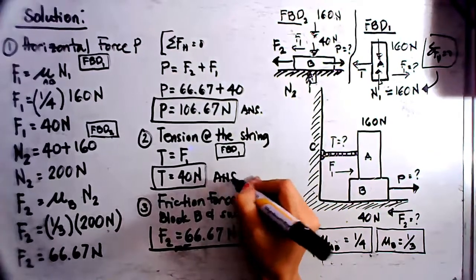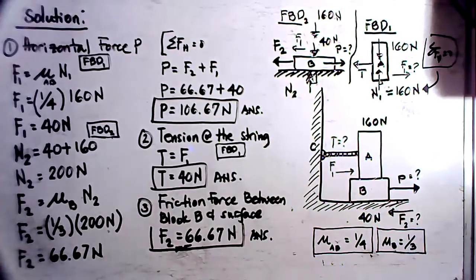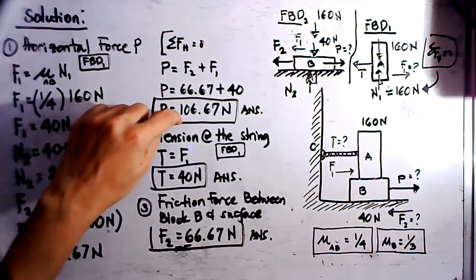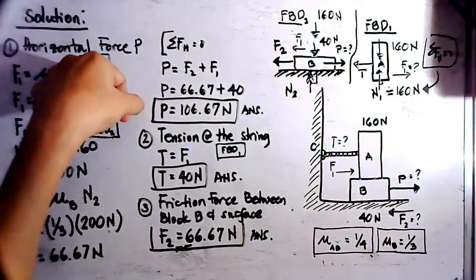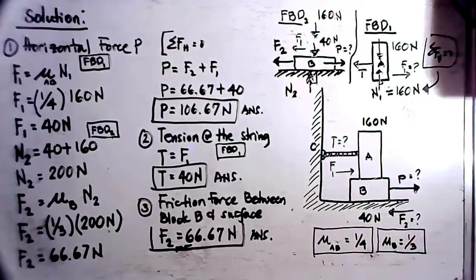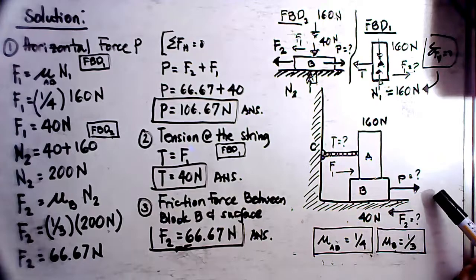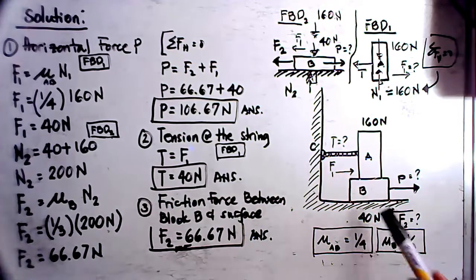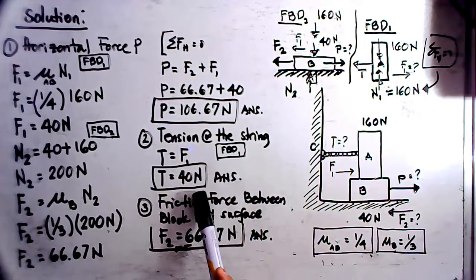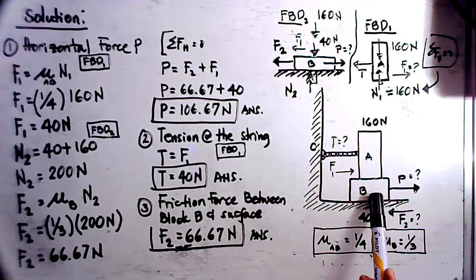Again, to recap, our answer for the force P is 106.67 Newton. That is the force essential to move block B. That means once you have applied a force P of 106.67 Newton, it will be able to move block B. While the tension in the string is 40 Newton and the friction between block B and the surface is 66.67 Newton.